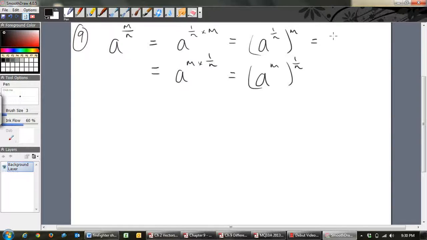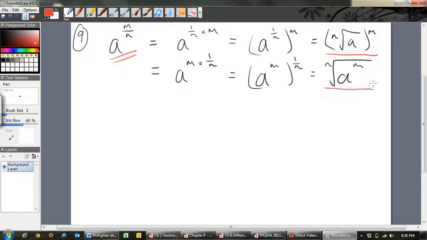What this is, is the nth root of a raised to the power m, and what this is, is a to the m, the nth root of that. Okay, so these two things are exactly the same. So this is saying that that is equal to this or this, whichever one works out to be the easiest to use. You can use either of these.